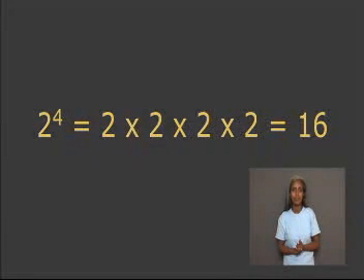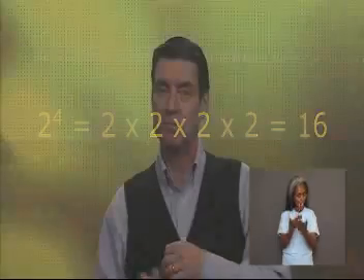Flip a coin once, and there are 2 outcomes. Flip it twice, there are 4 outcomes. Flip it 3 times, and there are 8. If we were to flip 4 coins in a row, can you guess how many events there would be? That is correct. There would be 16 events. Good job.